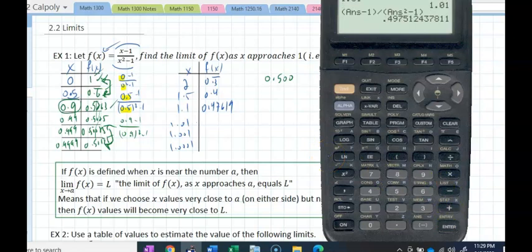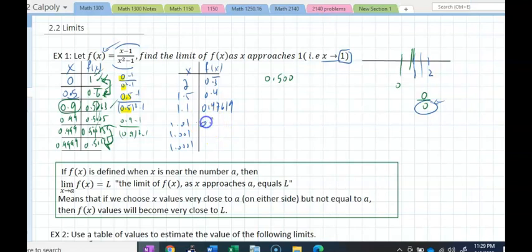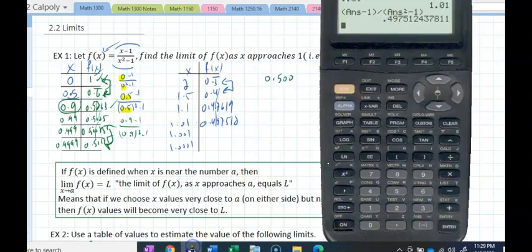0.497512. So again, this doesn't tell me much. This is accurate to 1, still accurate to 1. How about 1.001? Hit the back arrow twice. 0.499750.